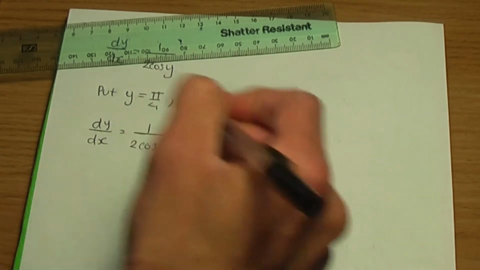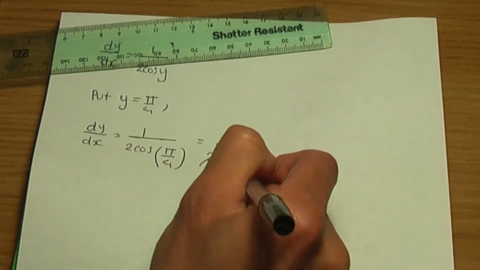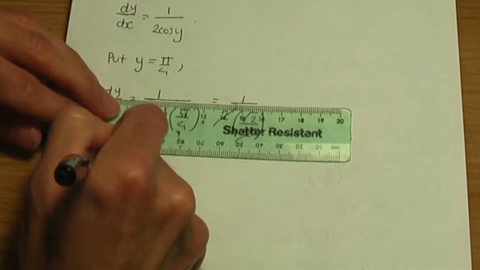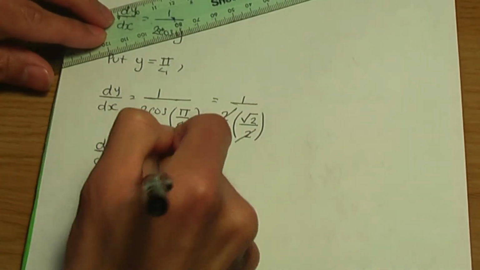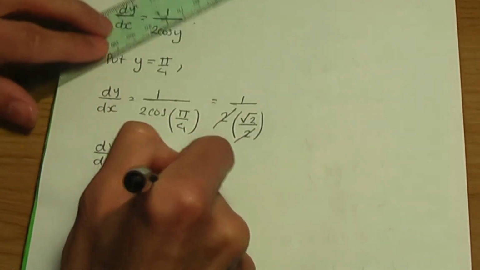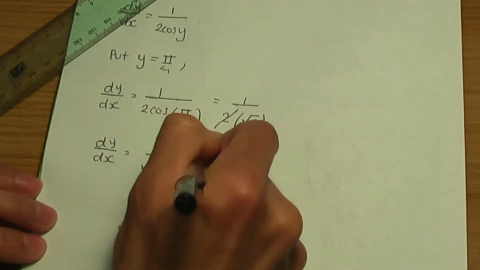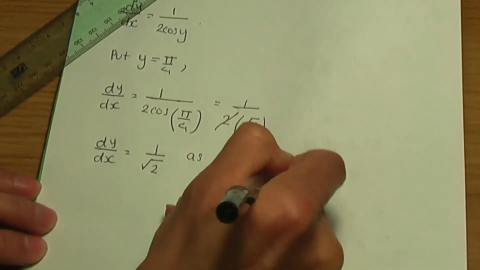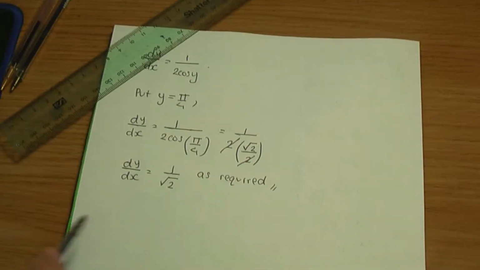And in this case I can cancel the 2 with this 2 over here to give us what's required, which is dy over dx, and we need to show that dy over dx is 1 over root 2. So this is what we need to show. So that completes part B of the problem.